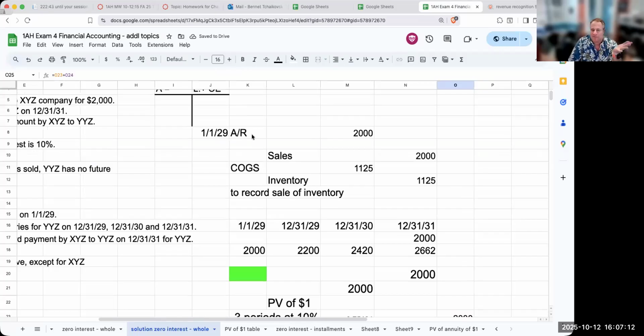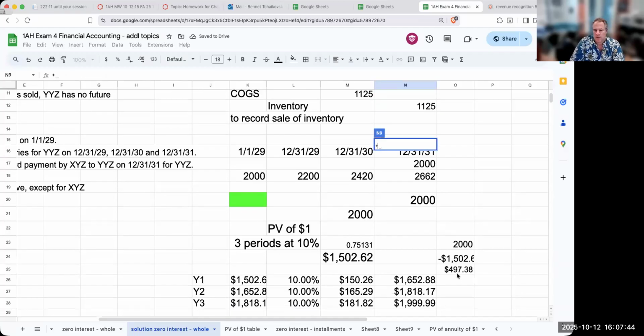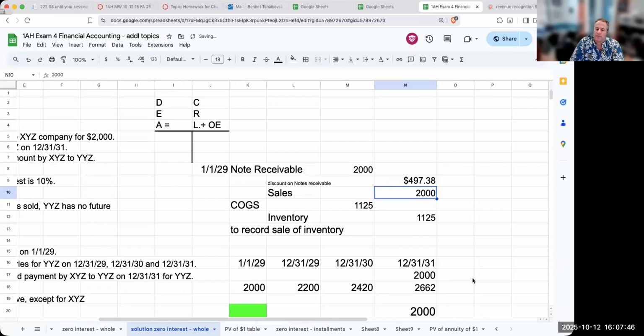And by the way, should we call this accounts receivable? Probably better to call it a note receivable. Probably do a note. That's probably what it should be, but accounts receivable, notes receivable, to me, it's somewhat interchangeable. I would probably rather call it a note though, because then it's going to be a non-current asset. So then over here, I'm going to have a discount on notes receivable, and my discount on notes receivable is going to be over here at 497.38.